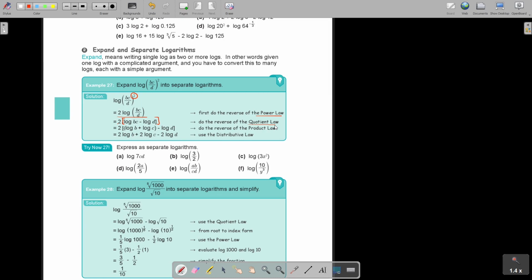And then I can break this multiply up into the product law by putting addition. And remember, with multiply, there's one log word. With divide, there's one log word. But with addition and subtraction, it becomes every one a separate log. Okay. And then I just multiply, multiply, multiply, and that will be separate.